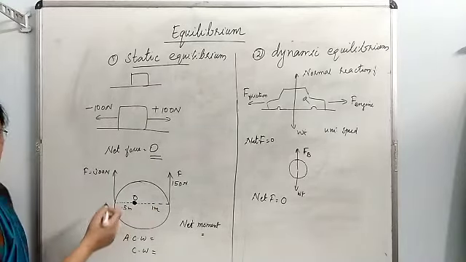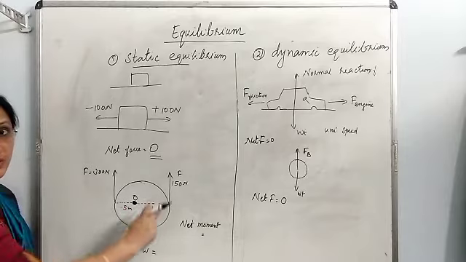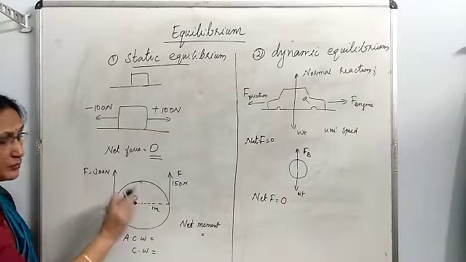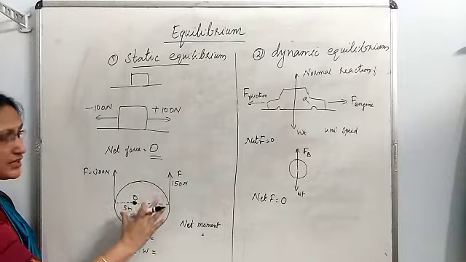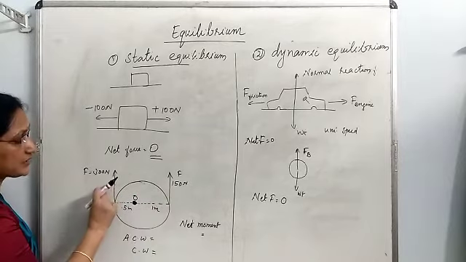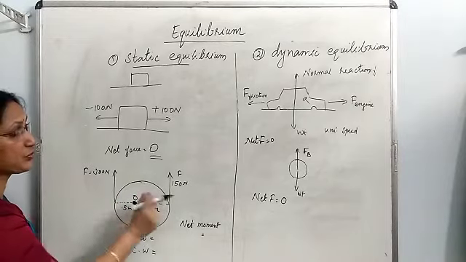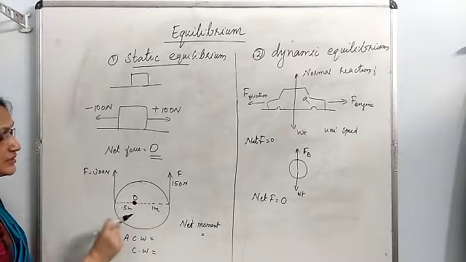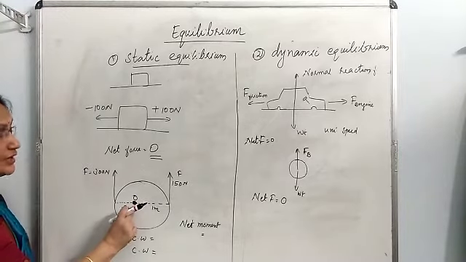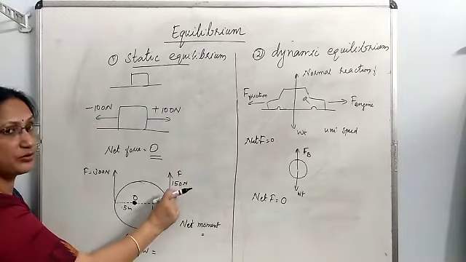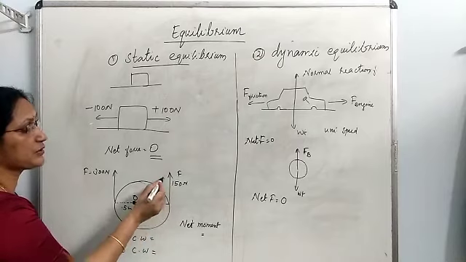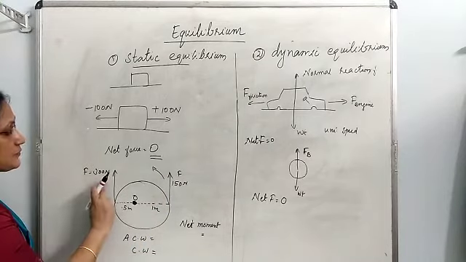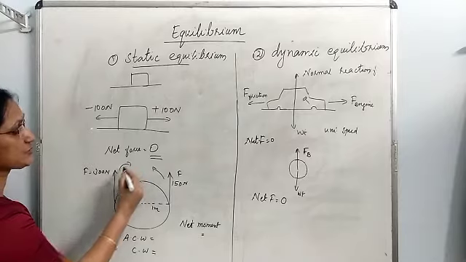One more example. Consider a body pivoted at O. The body is at rest initially. Then two forces are acting on it like this at two points. Here 150 Newton, here 300 Newton. These are the directions. This is the pivoted point. So this force of 150 Newton will produce an anti-clockwise moment. This force will produce a clockwise moment.